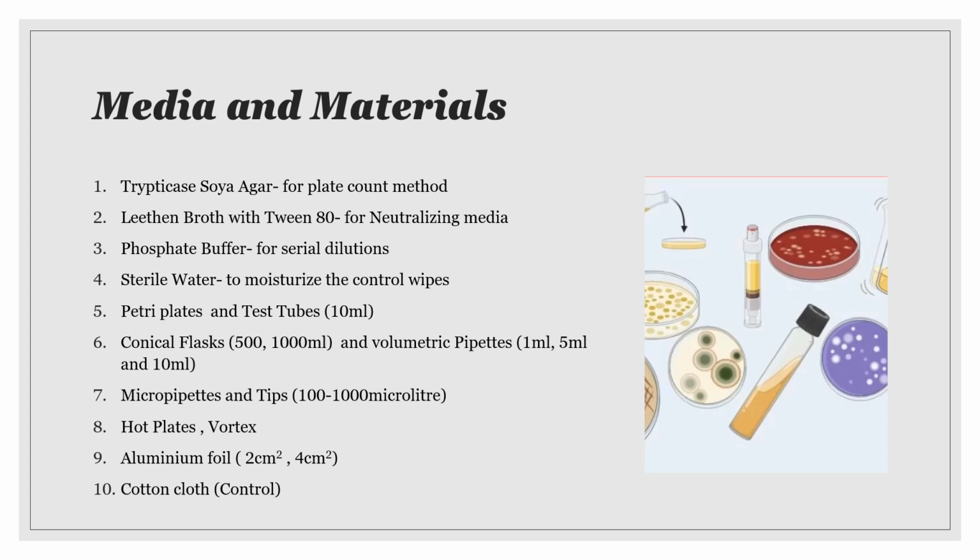These are the list of the media and the materials used in the experiment. TSA was used for the plate count, lithium broth with Tween AD was used for neutralizing, phosphate buffer for serial dilutions, and sterile water to moisten the control wipe. Aluminum foil was used as a carrier and the cotton cloth was used as a control in the experiment.